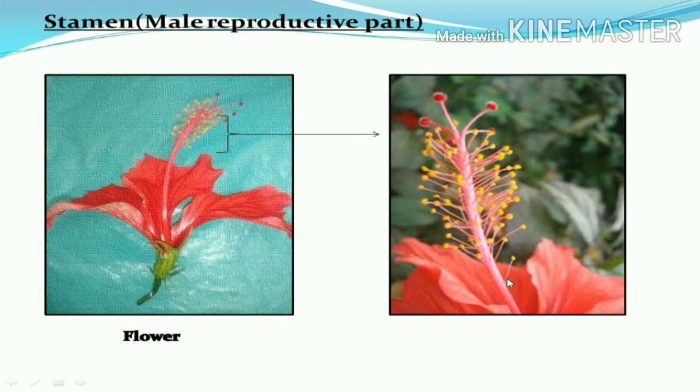Such a single structure is a stamen, and a collection of stamens is called androecium. There are so many stamens around this particular region, so a collection of these stamens is called androecium, and it forms the third whorl of a flower. As you all must be knowing now, the sepal forms the first whorl of a flower, the petals form the second whorl of a flower, and now the stamen forms the third whorl of the flower.